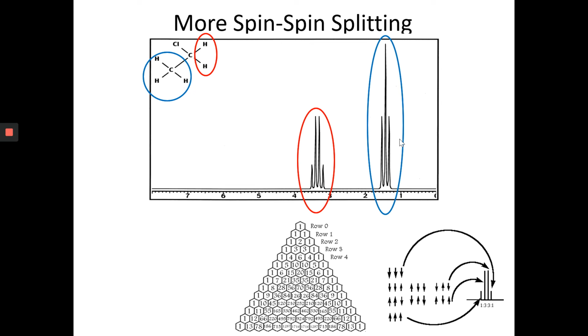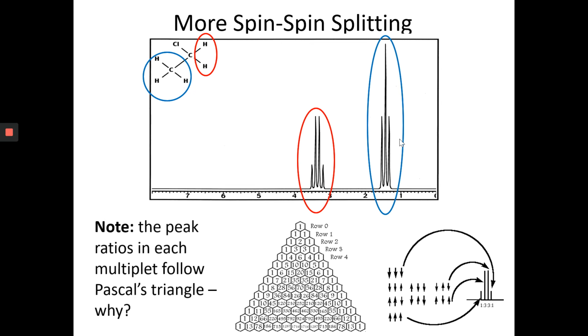Notice that these ratios follow Pascal's triangle. If you have a singlet, it's just 1. A doublet is a 1 to 1 ratio. A triplet is a 1 to 2 to 1 ratio. A quartet, not a quadruplet, is a 1 to 3 to 3 to 1 ratio, and so on and so forth.